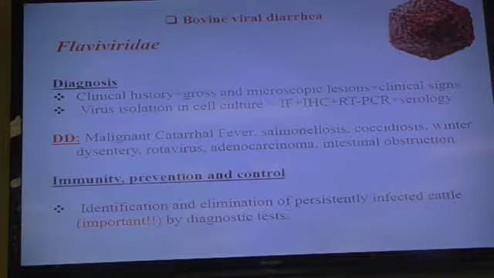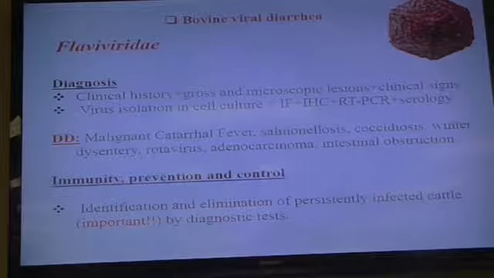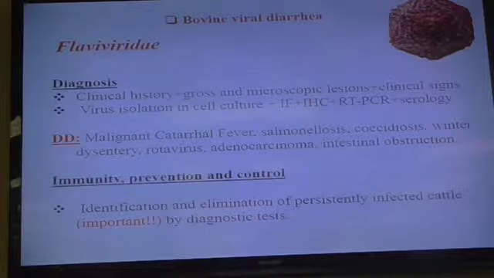For the diagnosis, there is the clinical history, and because the virus is shed also in feces and in several locations, all the tests will aim for the virus. Basically, but you can do serology. There are antibodies that are formed against the virus.